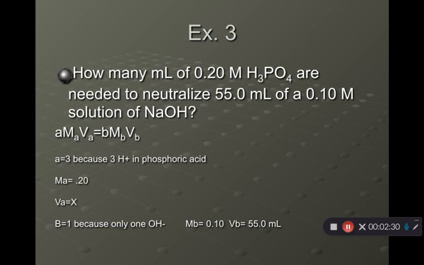So notice every time they have to tell you the concentration of one, and then they tell you the volume and concentration of the other. And then you can use this equation to solve for the missing one, but make sure that everything acidic goes on the acidic side, the A side. Everything basic goes on the basic side. And the little a stands for how many H's are in that acid, and the little b stands for how many OH's are in that base.